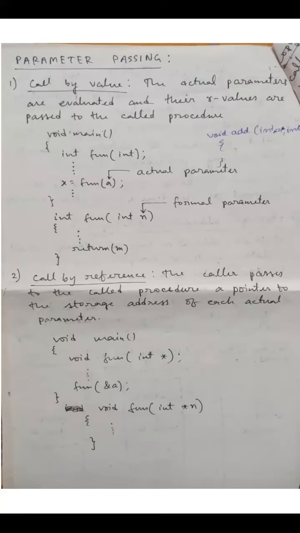Sir, in call by value, we pass the actual parameter, and in call by reference, we pass the address of the actual parameter. Yes, right.